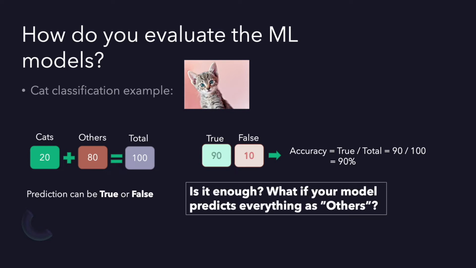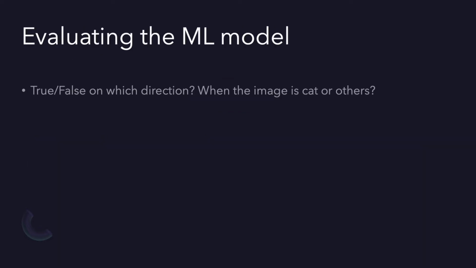Let's think that your model is completely wrong and just classifies everything as non-cats, in other words, others. Then the accuracy score will be 80%. When you say 80% accuracy, it sounds so far so good, but it's wrong. Then we need some other measures to understand if the model is really successful or not.